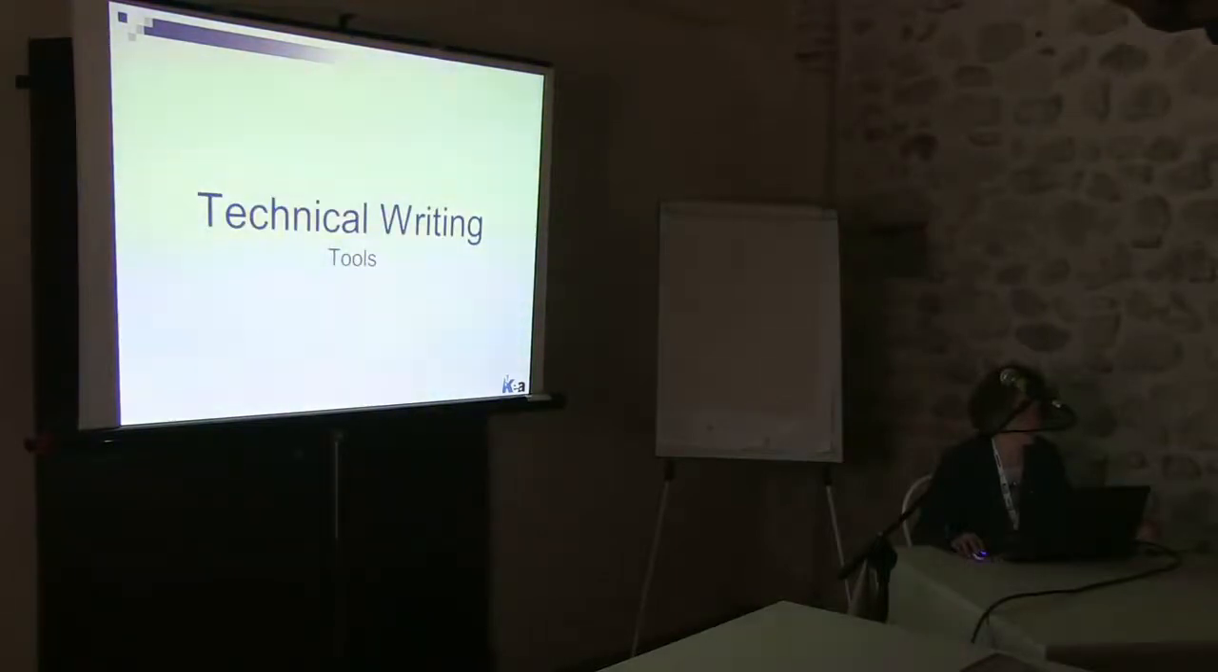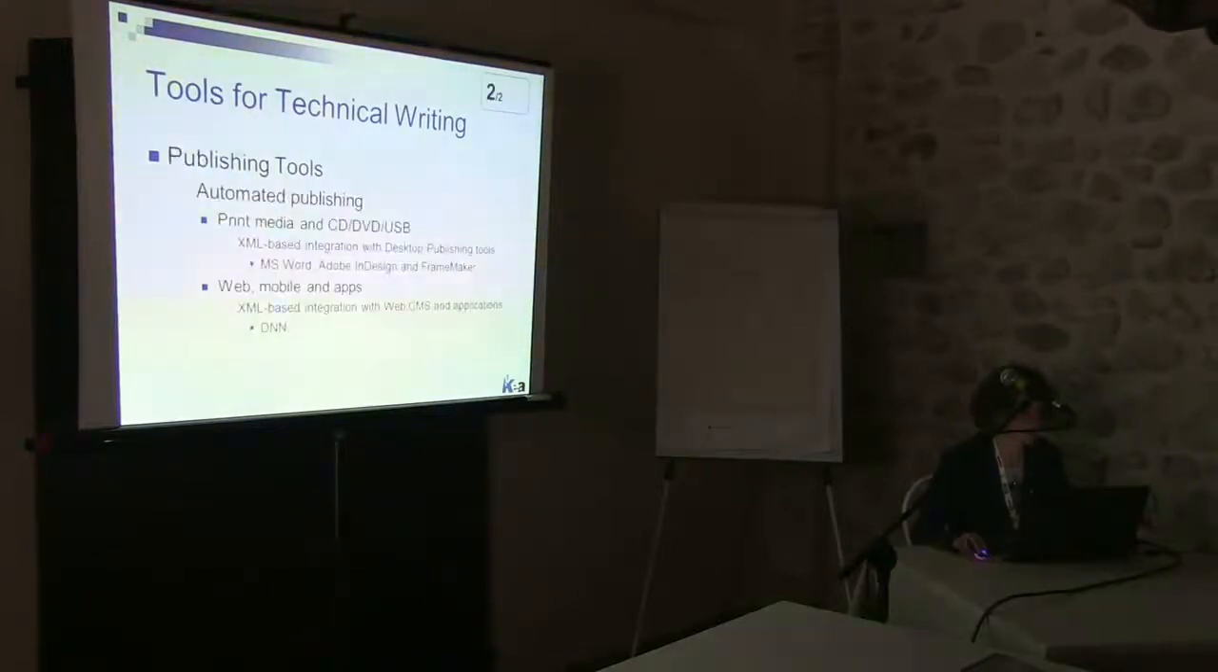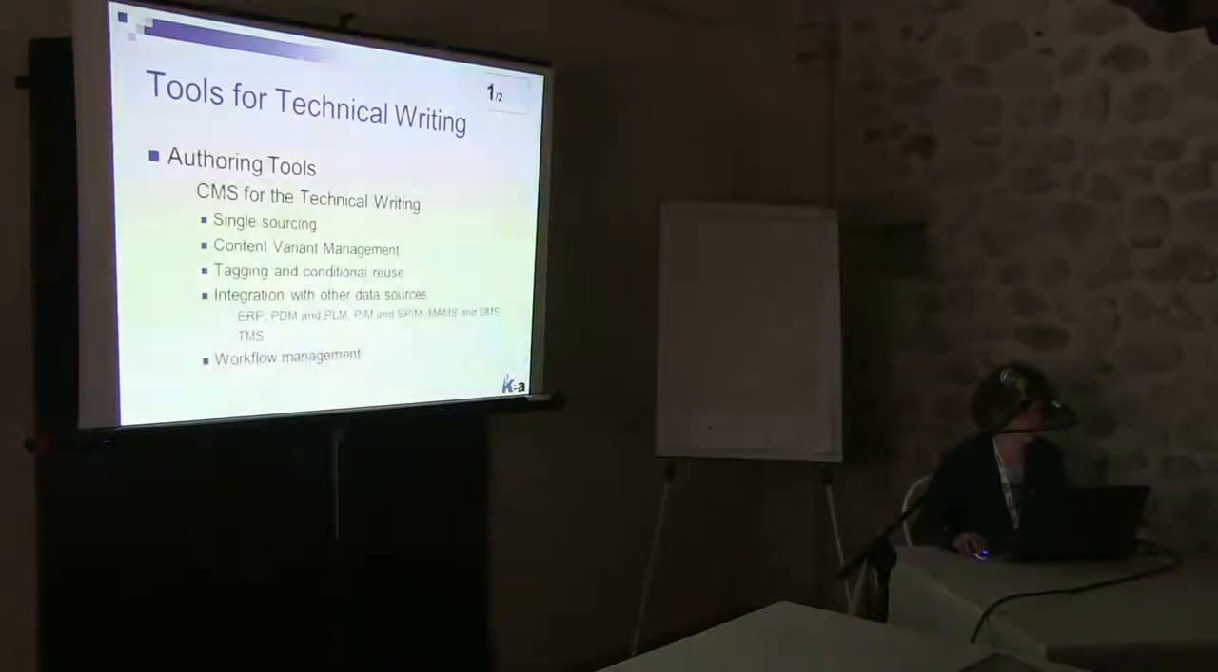What are the tools technical writers normally use? Two kinds of tools. First of all, authoring tools, and then publishing tools. Authoring tools are essentially content management systems for the technical writer.